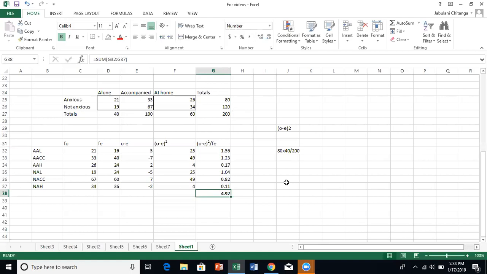So how many rows are there? Minus 1. And then how many columns are there? Minus 1. So here we have 2 rows. So 2 minus 1, that's 1. And then we have 3 columns. So 3 minus 1, that's 2. So it means that it's 1 times 2. So the answer is 2.